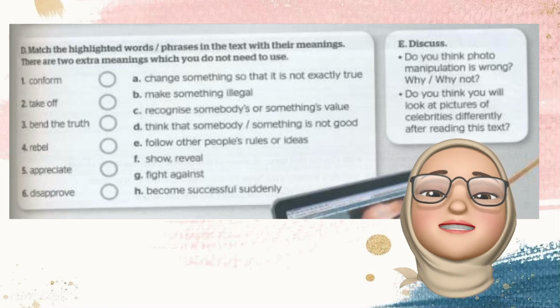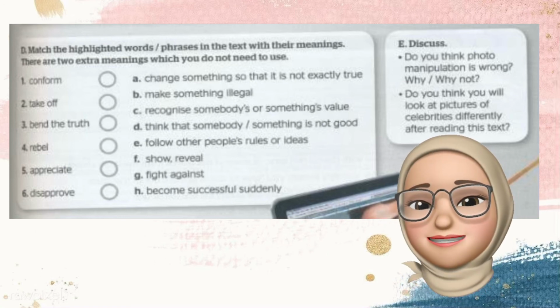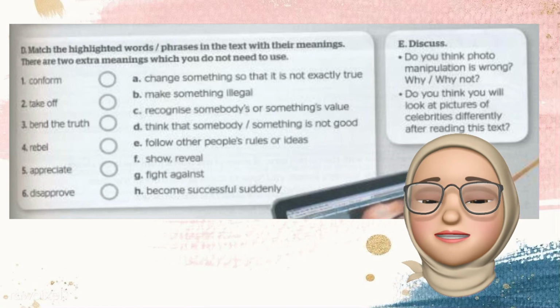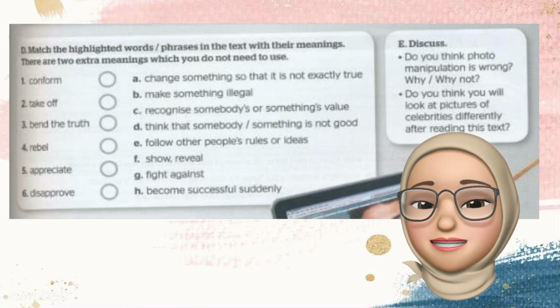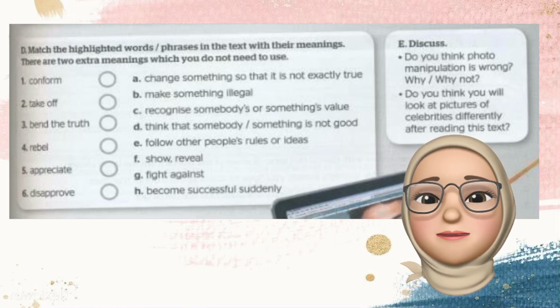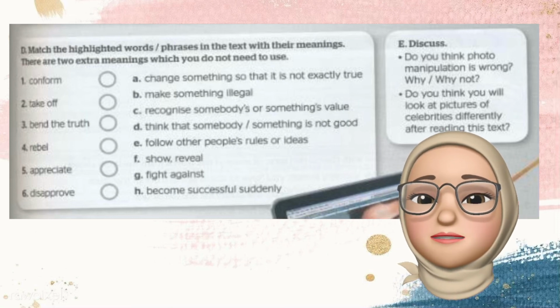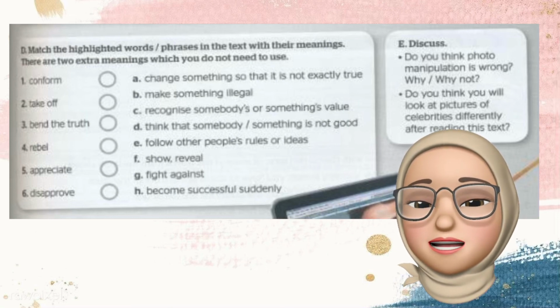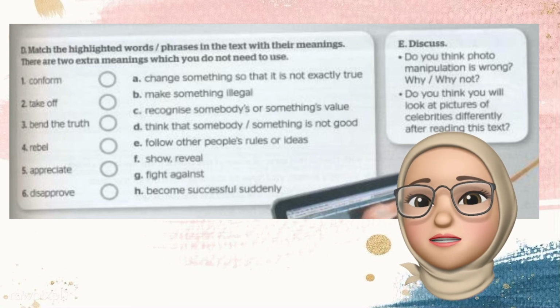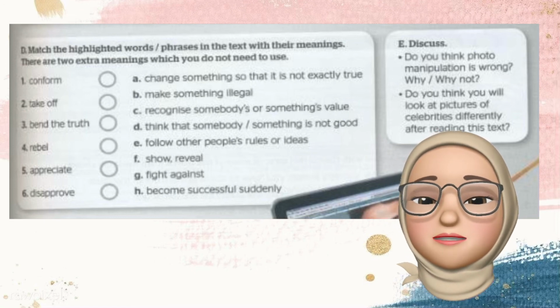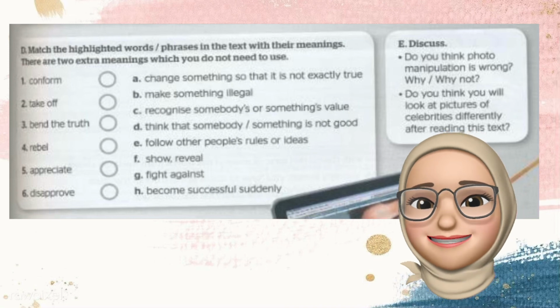Number 6, disapprove. Okay, for this exercise, you have to guess the meaning of the words. How to do that? So, first you can try to reread the text and take out the meaning from there. Or if you cannot, you can just Google the meaning and then try to match with the given answers.